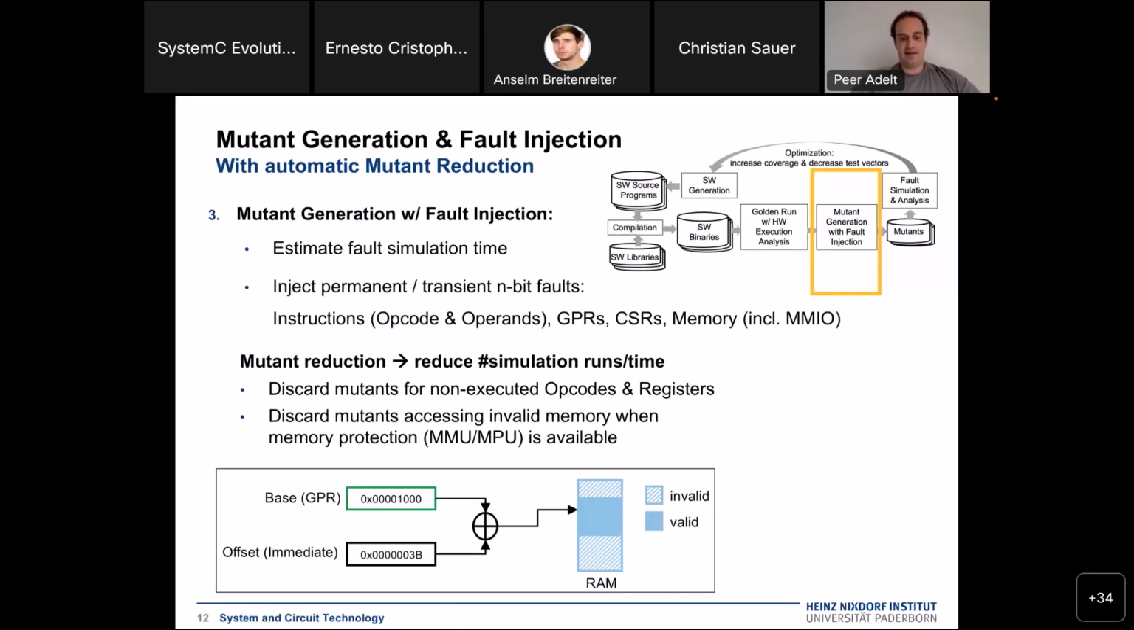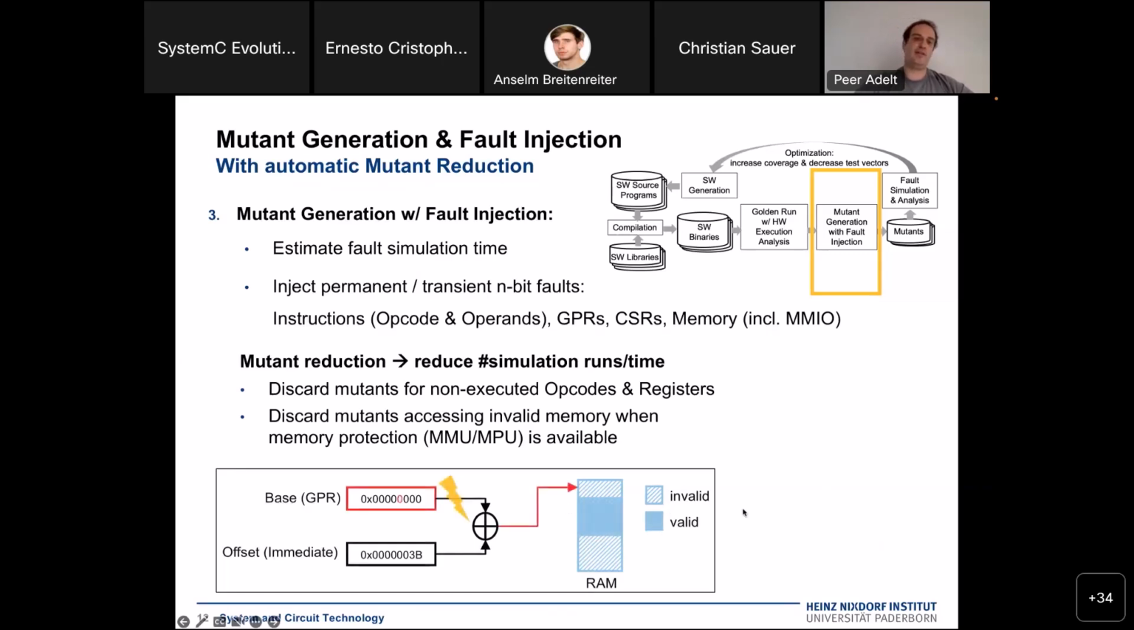Similarly, we can reduce or discard mutants that access invalid memory. So we know the memory layout, and also we know if the system under test, the RISC-V CPU under test, introduced a memory protection unit or a memory management unit. And so we can then decide whether a hardware memory access, a load or store, with a base value in a GPR and offset that's encoded in the instruction will point to valid RAM or to invalid.